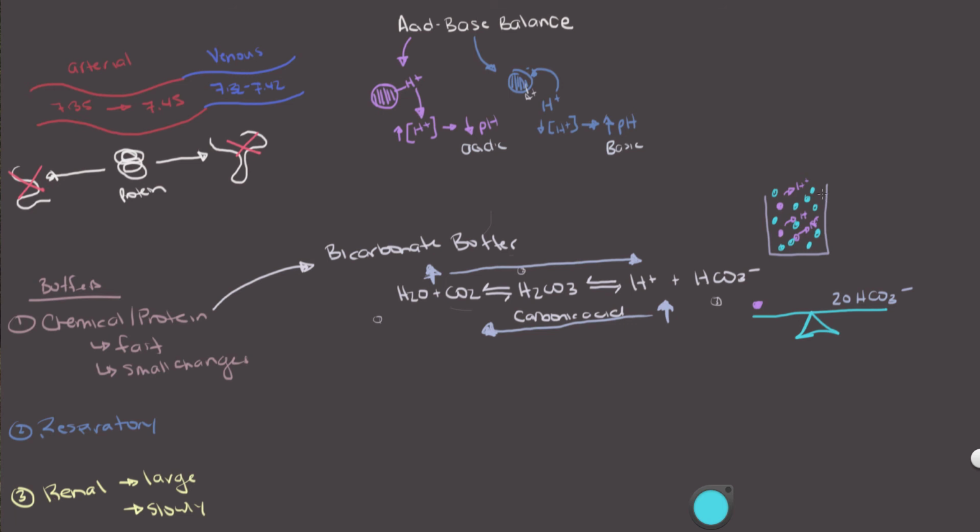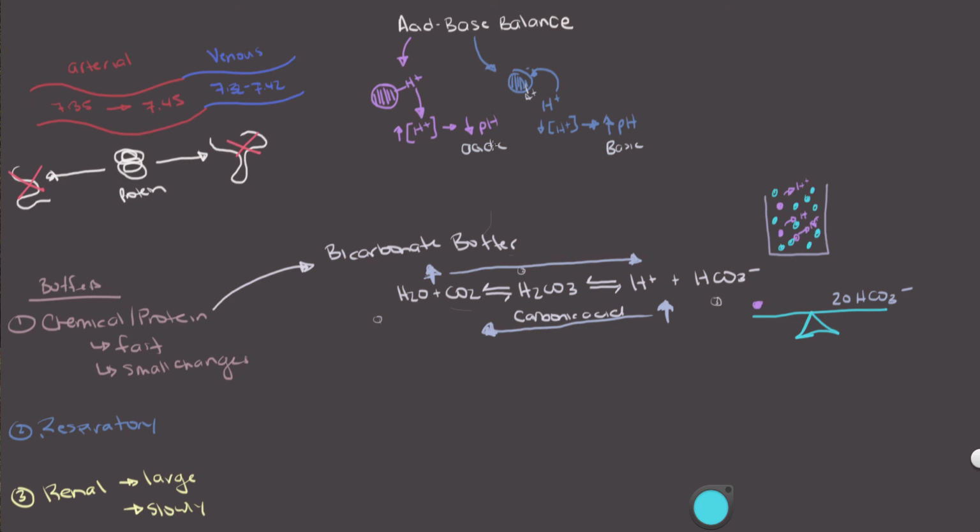So the takeaway from this is that this equation will move in either direction. It can move to the right or move to the left in order to balance changes in acidity or pH. And in order to do that, the body maintains a ratio of 20 bicarbonate for one carbonic acid. And that's going to allow or promote buffering.